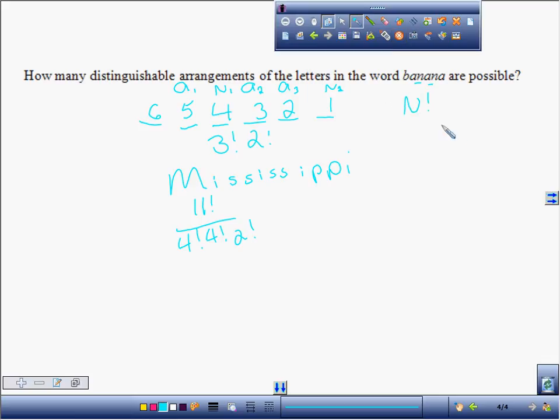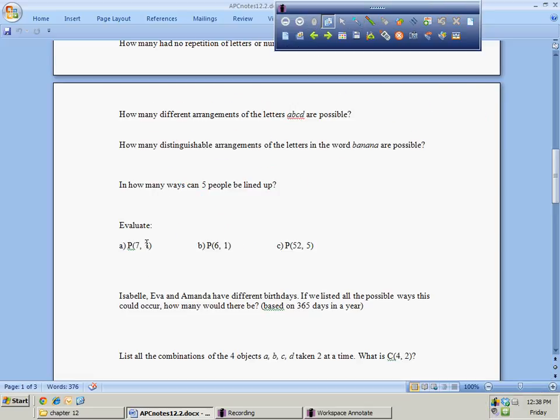And for arrangements, to find out how many distinguishable arrangements there are when you have repeated items, it's n factorial over n sub 1 factorial, times n sub 2 factorial, n sub 3 factorial, and so on. Each one of these represents one of the letters that's being repeated, and how many times each one is being repeated. Anyway, so that's permutations.